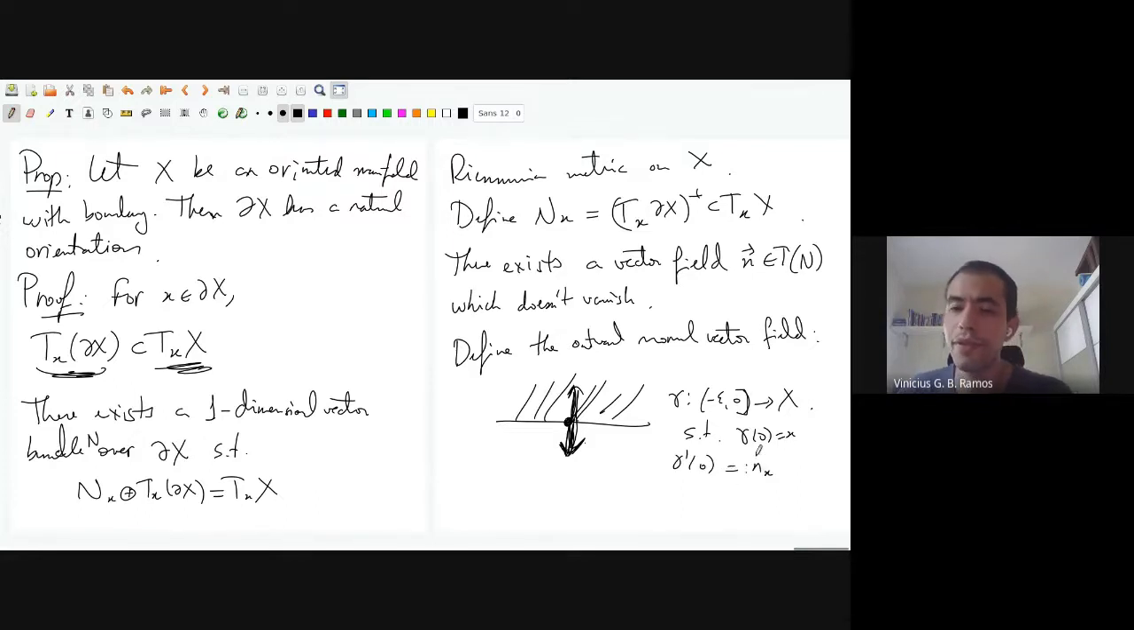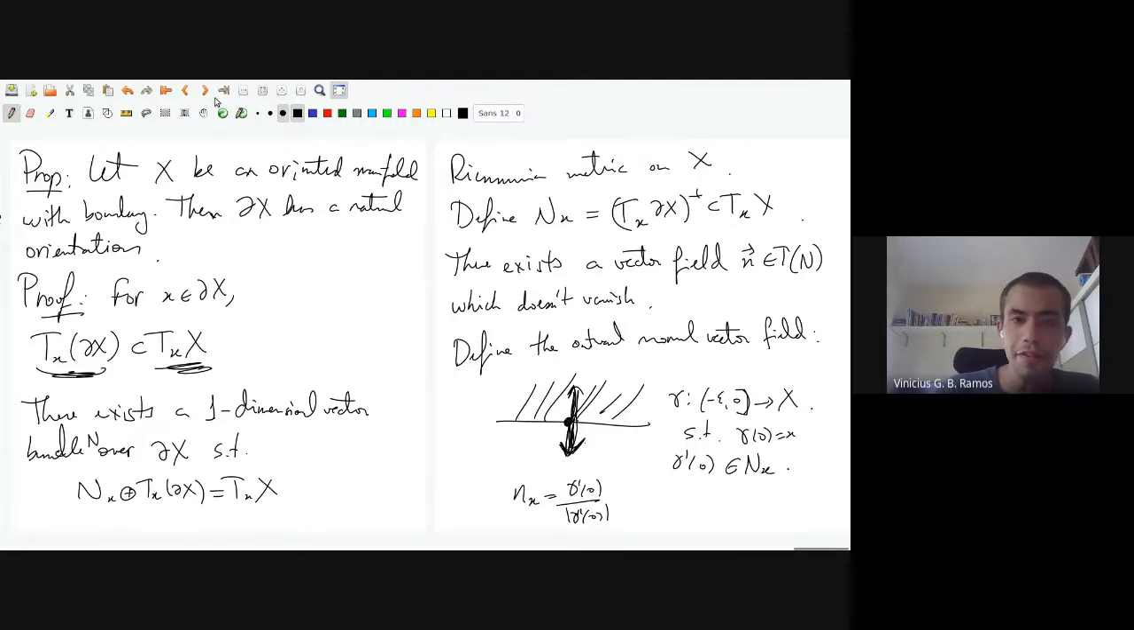So you want gamma prime of 0 to be in this n_x, and you can just choose your little n_x to be gamma prime of 0 over the norm or something. And it's not very hard to show that you can do that in a smooth way. So that's your normal vector field.